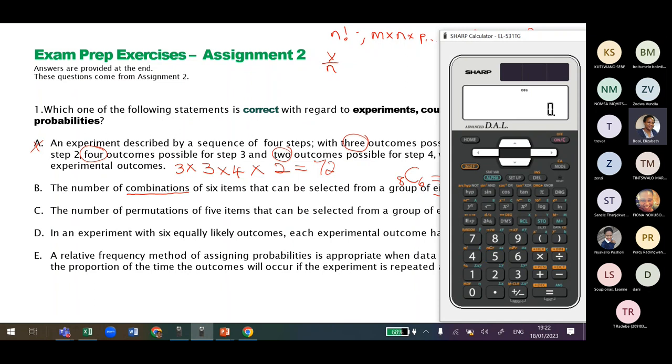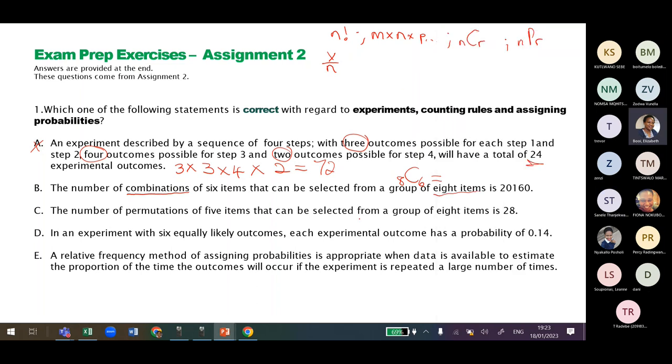For a Sharp calculator, your combination is on button number five. Those who have the financial Sharp calculator, it will almost be on the same function. Because it's written in orange, we're going to use the second function. For those using a Casio, you will use the shift. So we first press the N, which is the value that we put first, which is 8. You go second function and press the NCR, then press 6 and press equal, and that will give you the answer of 28. And they said it is 20,000, so that is not correct.